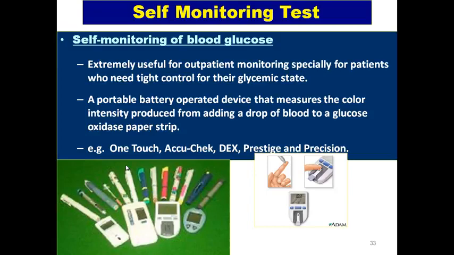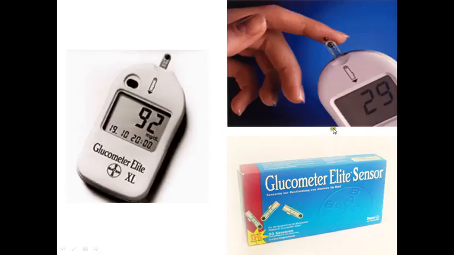A portable battery operated device that measures the color intensity produced from adding a drop of blood to the glucose oxidase paper strip. So we have paper strips, glucose oxidase. You might have seen, many of you have diabetic patients at home, your grandparents or your parents. So you just prick the tip of the finger, put it on the strip, and the strip is then inserted into the glucometer, and the glucometer then measures the level. So this is how it is done.